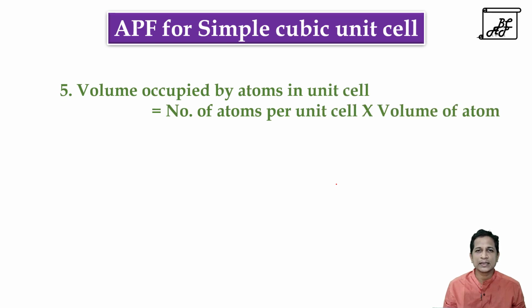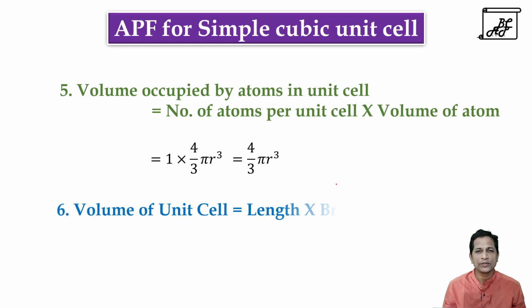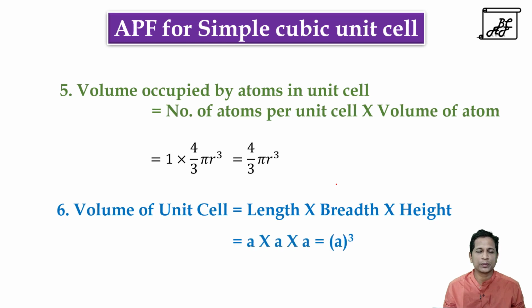Let's move to the second last part, that is volume of atoms. In simple cubic unit cell, there is only one atom and volume of sphere is 4 by 3 pi r cube. So total volume becomes 4 by 3 pi r cube. Volume of unit cell is volume of cube, that is length into breadth into height, that is A cube.